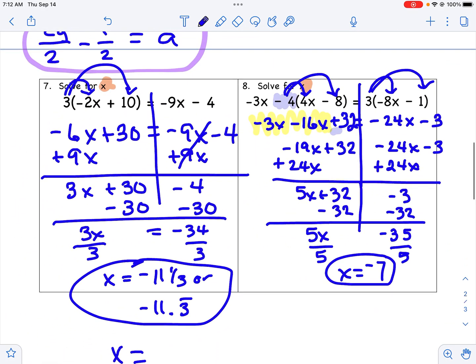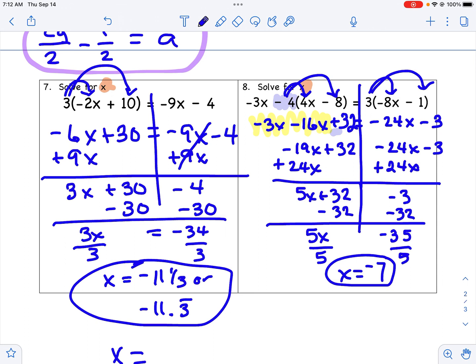So again, the last question on the literal equations quiz is really just a multi-step equation where you have to work through all of the parts.